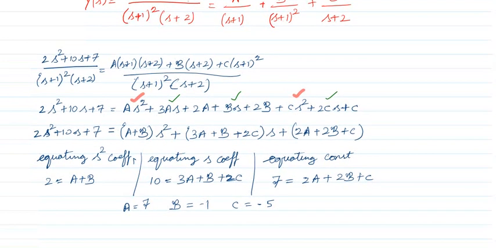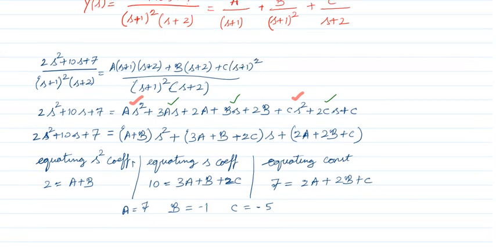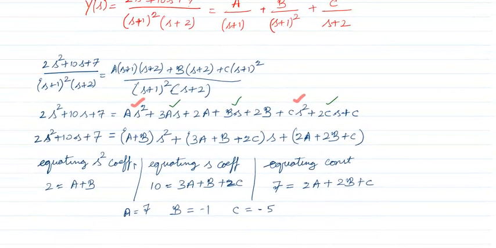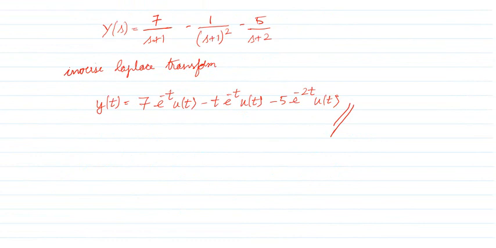Let me say this is equation 1, equation 2, equation 3. On solving, we will get A as 7, B as minus 1, C as minus 5. So substitute those values of A, B and C here. A is 7, B is minus 1, C is minus 5. That's what I have done here.